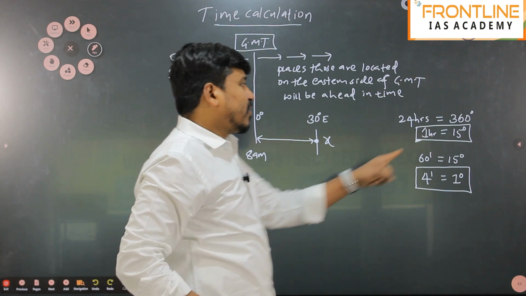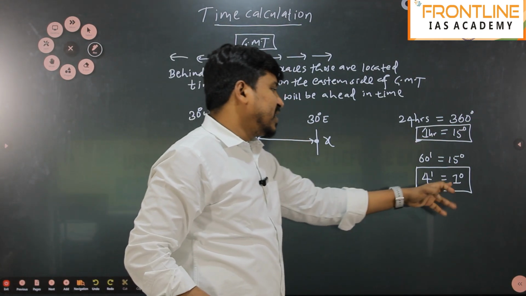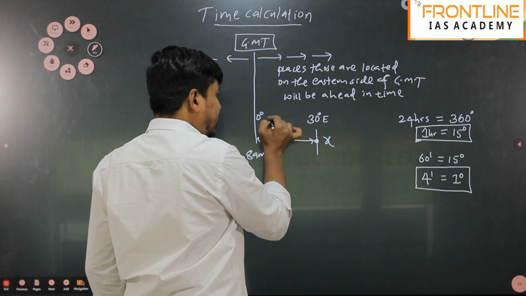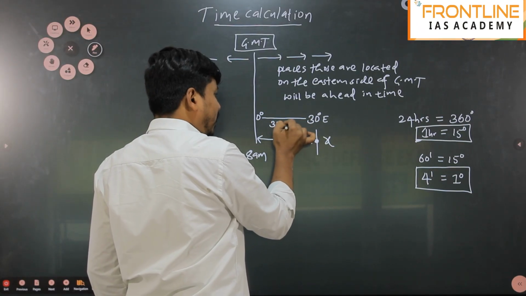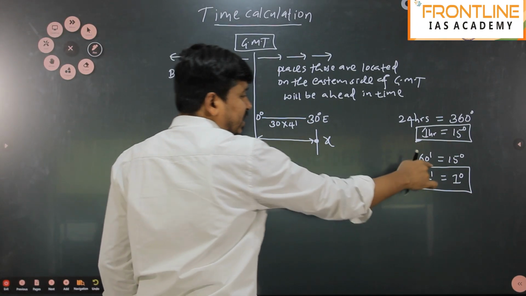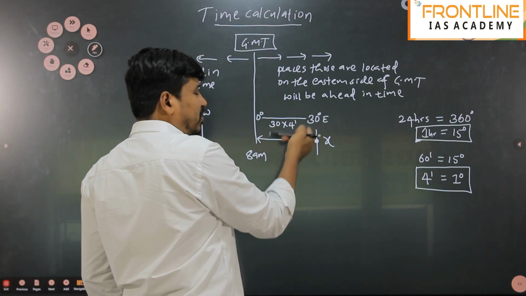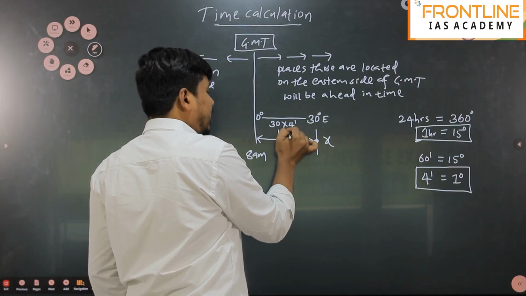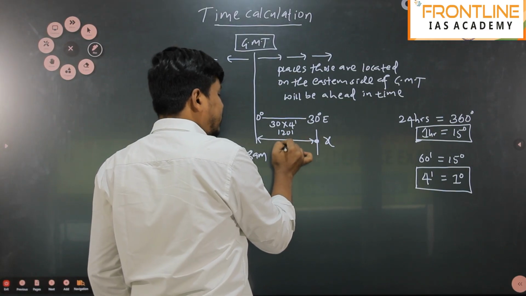And we know that for 15 degrees takes 1 hour. For 30 degrees means 2 hours. Or you can multiply here. So for 1 degree, Earth takes 4 minutes. And here the gap is 30 degrees. Listen, this is the gap. This gap is 30 degrees. So if we know that for 1 degree, Earth takes 4 minutes, for 30 degrees, we have to multiply 30 into 4. So it is 120 minutes.